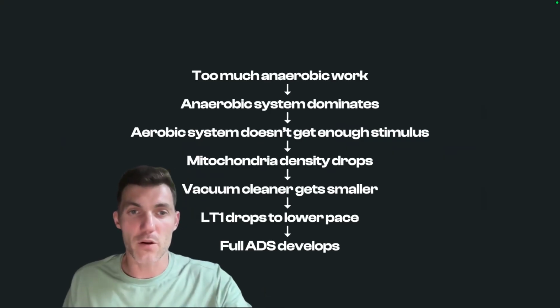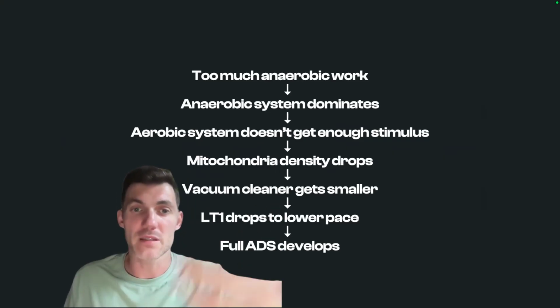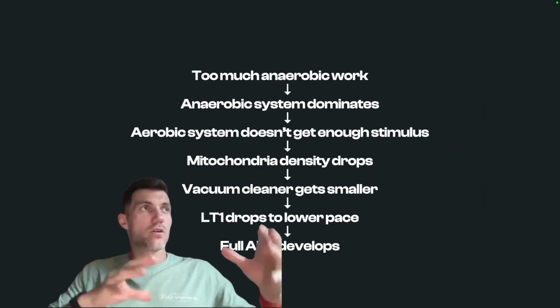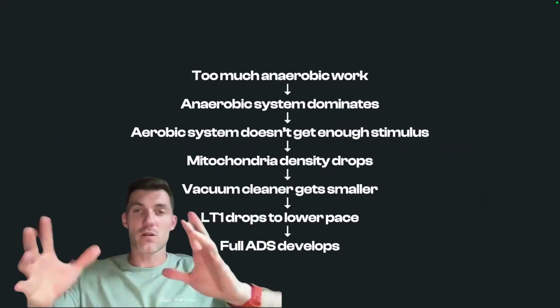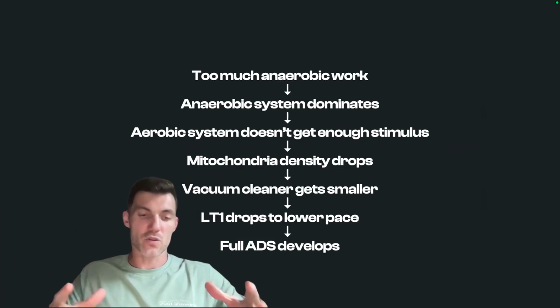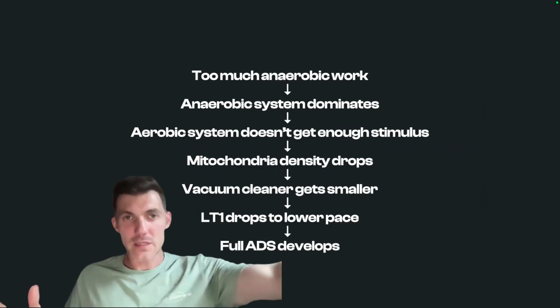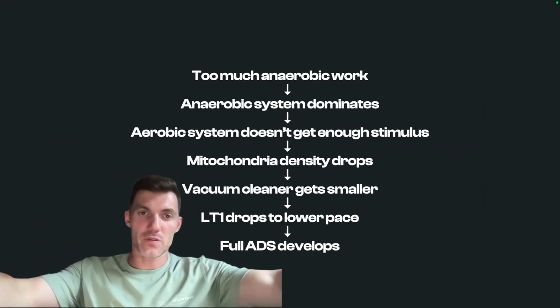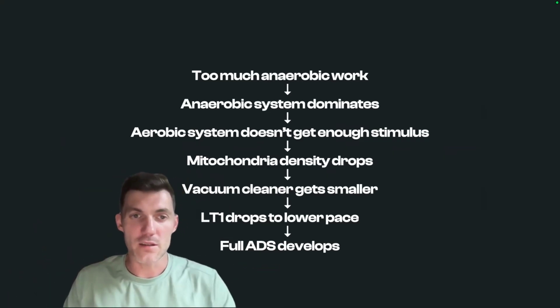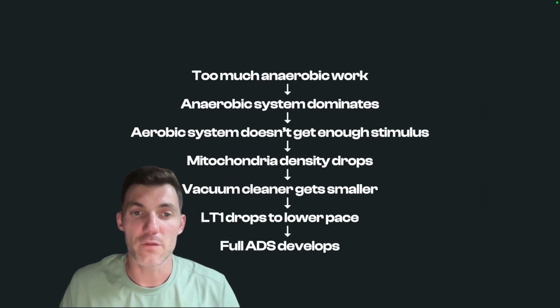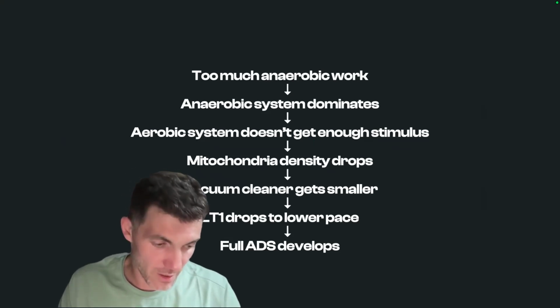So too much anaerobic work means anaerobic work dominates. The aerobic system doesn't get enough stimulus. Training is all about stimulus. Think of your runs, your strength training, whatever training you're doing, you want stimulus, training stress. This is what you want. And you think anaerobic stimulus or aerobic stimulus. Mitochondrial density drops, the vacuum cleaner gets smaller, LT1 drops to lower paces, and full ADS develops.